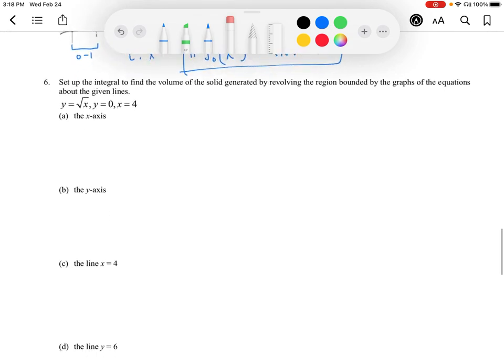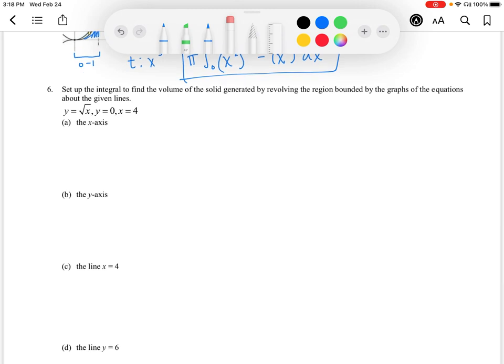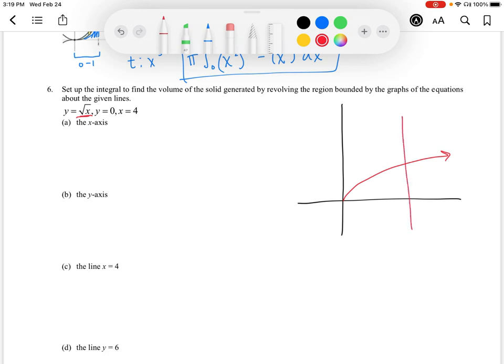Okay, so let's get some more practice. Number 6 right here says set up the integral to find the volume of the solid generated by revolving the region bounded by the graphs of the equations about the given lines. So let's start by drawing a picture. That's always going to help us out here. I'm going to draw my graph over here, and I've got y is equal to the square root of x, so that's going to look something like that. Y is equal to 0, which is just our axis, and x is equal to 4. I'm going to label that point 0, 0. If x is equal to 4, that's going to be 4, 2. Just going to go ahead and label those.